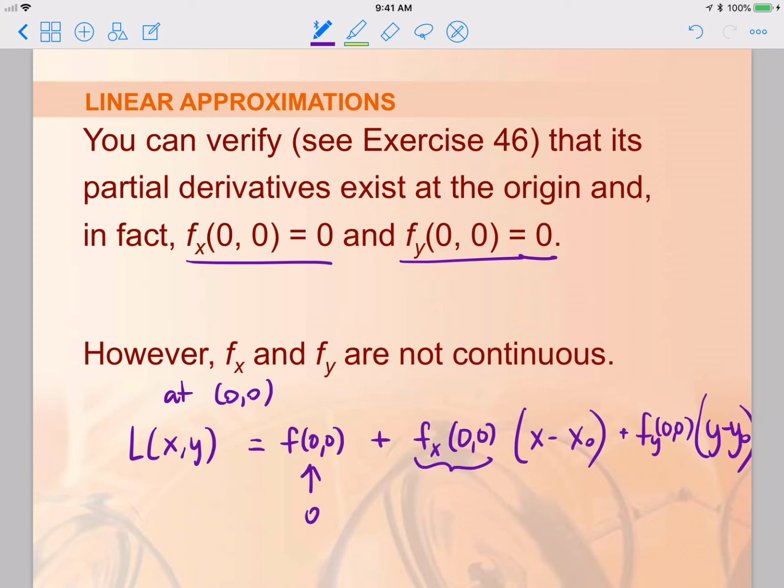And fx, we're saying that's equal to 0. That's an exercise, right? Maybe we'll assign that for homework. And fy is equal to 0. So everything multiplied out is just going to be L of xy equals 0. Now, what does this plane look like? This plane is the plane z equals 0, which is just the xy plane.